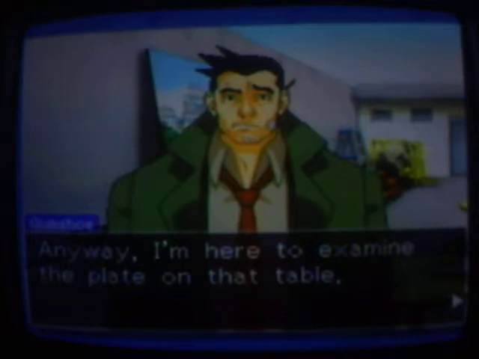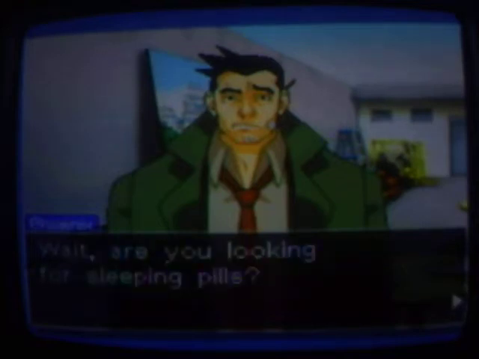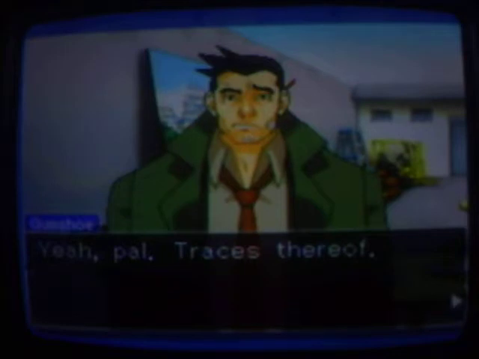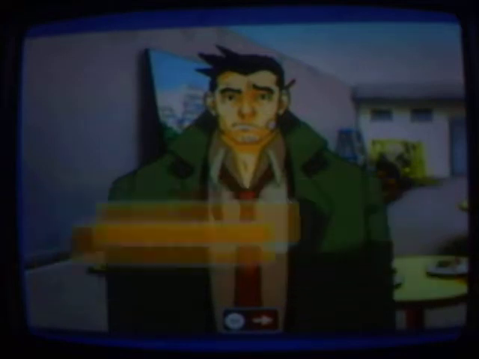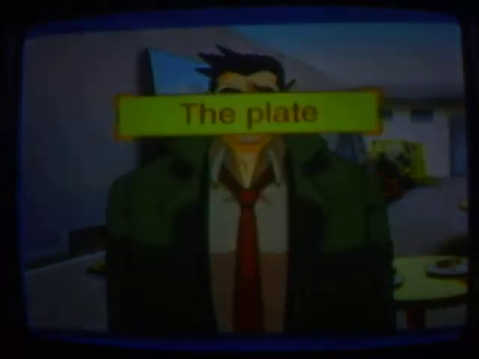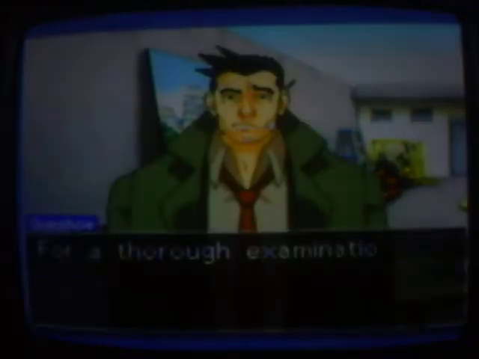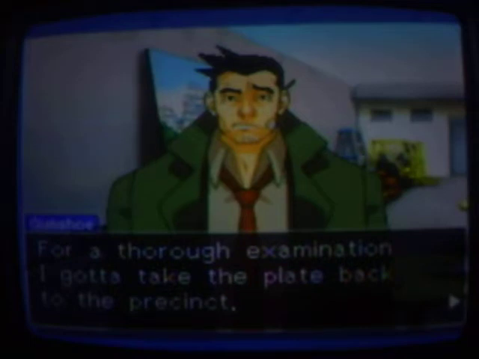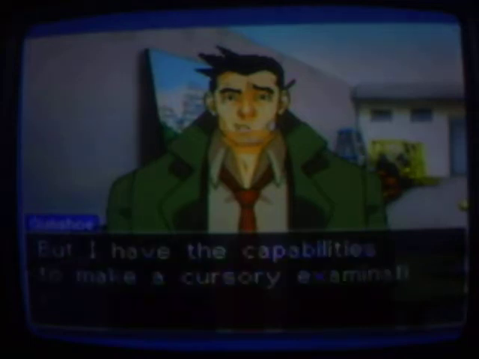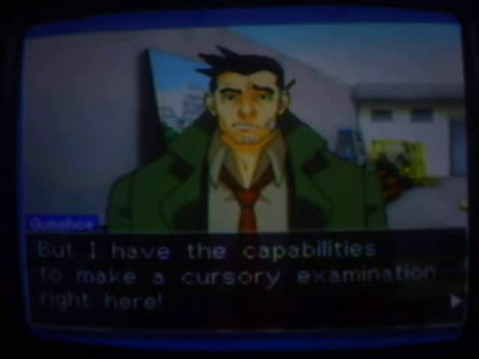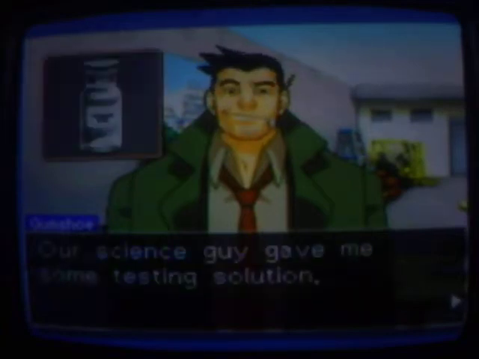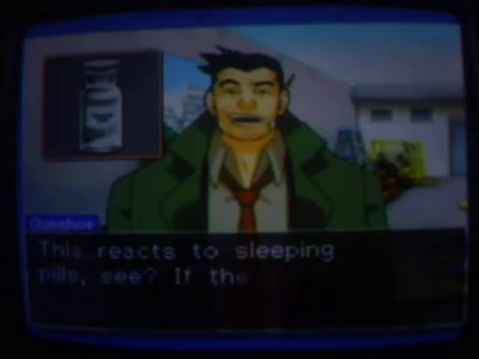Anyway, I'm here to examine the plate on that table. Were you looking for sleeping pills? Yeah, traces thereof. So you're looking for traces of sleeping pills on the plate. How? For a thorough examination, I gotta take the plate back to the precinct. But I have the capability to make a cursory examination right here. Our science guy gave me some testing solution. This reacts to sleeping pills, see? If there's traces, it'll change color.